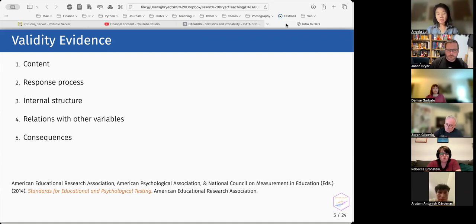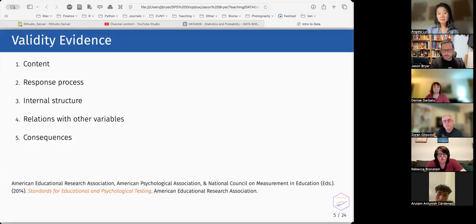Internal structure has to do with how well the items all together hang together to measure that particular construct. For example, if we're measuring math, and there's a math test, are all of those items measuring math in similar ways, but not exactly the same, so that it's not redundant, but it is measuring that math construct, students' math ability or math performance. That requires us to do statistical analyses like exploratory factor analysis or confirmatory factor analysis, things like that.